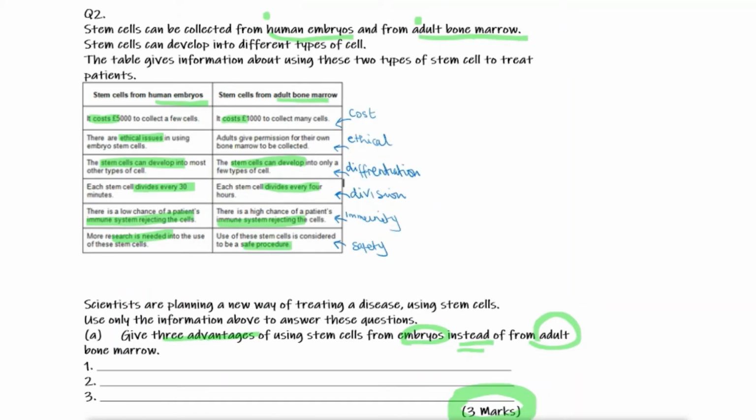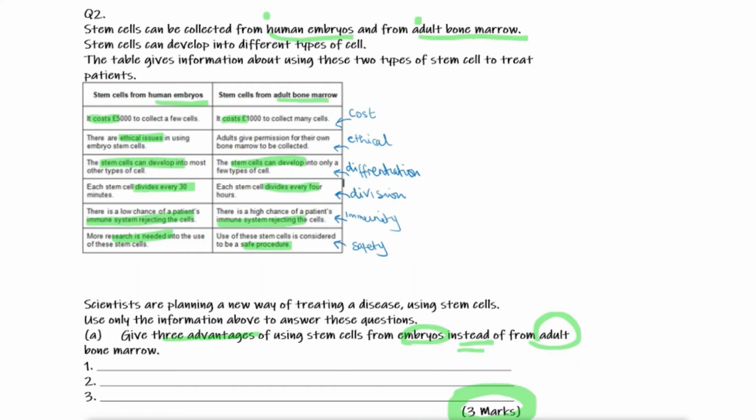Scientists are planning a new way of treating a disease using stem cells. Use only the information above to answer these questions. And the question is: give 3 advantages of using stem cells from embryos instead of from adult bone marrow. So our comparisons are between the human embryo and the adult bone marrow. We have already established the key comparison points listed on the side.